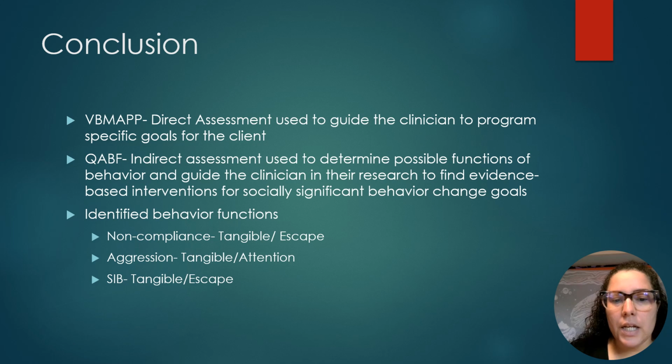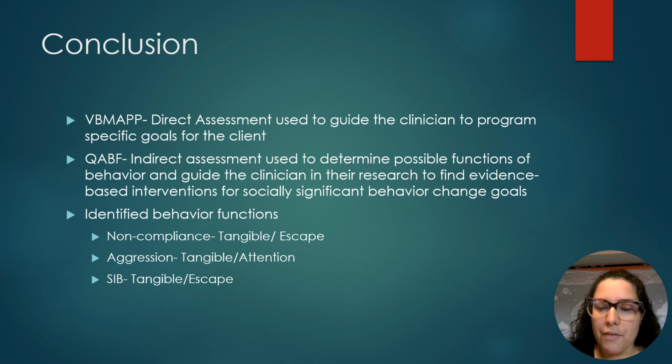So, conclusion: we went over the VB-MAPP and the QABF for this client. Those are the two assessments that we use. The VB-MAPP is a direct assessment used to guide the clinician to program specific goals for the client. Our QABF is an indirect assessment used to determine possible functions of behavior and guide the clinician in their research to find evidence-based interventions for socially significant behavior change goals. And then we identified our behavior functions for noncompliance, aggression, and SIB.